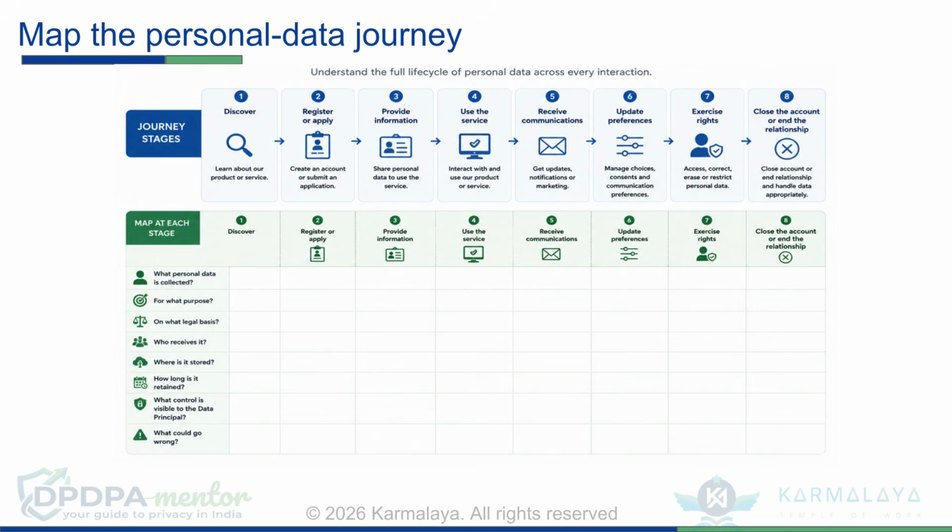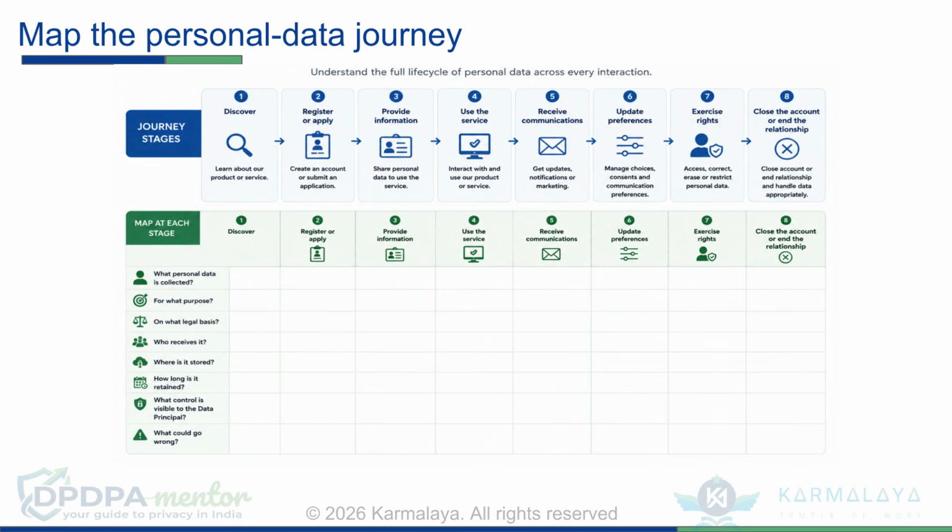A data principal does not experience data processing as a database diagram. The individual experiences a journey. For each stage, the organization should map what information is collected, the purpose of collection, the relevant processing basis, recipients, systems, retention, and available controls. This mapping can combine customer journey mapping with data flow mapping.